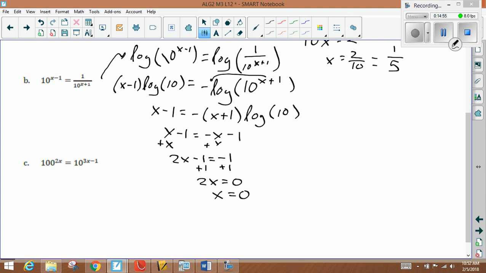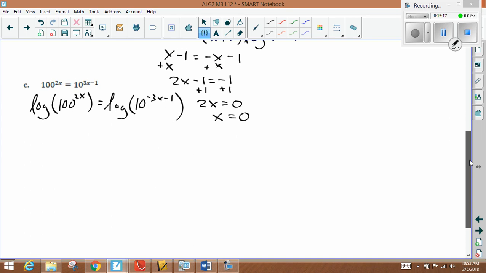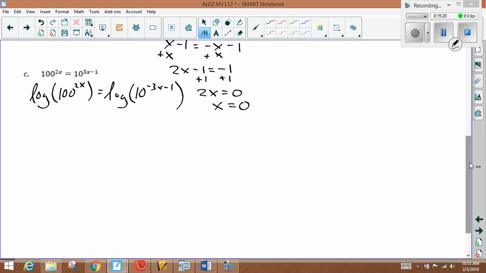Let's do it again, guys. All right. Let's take the log of both sides. Log of 100 to the 2x power equals log of 10 to the 3x minus 1 power. I'm going to pull my exponent out on both sides.